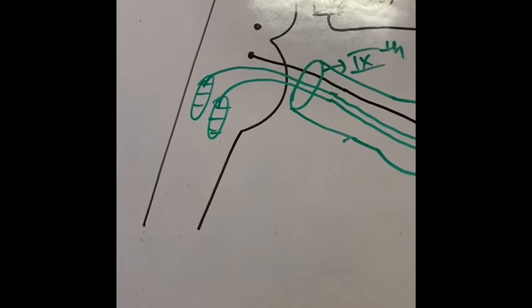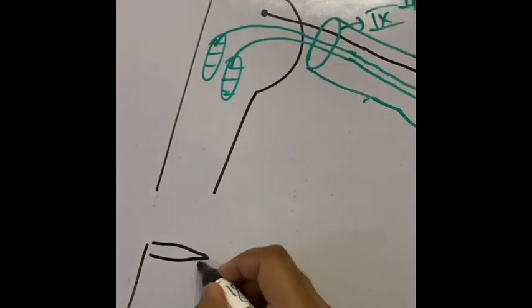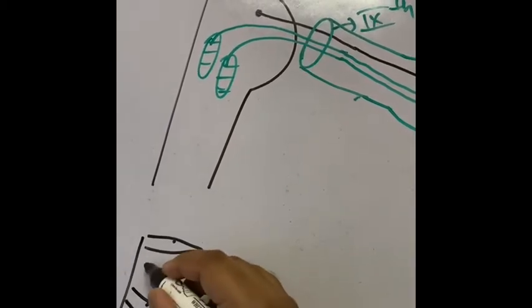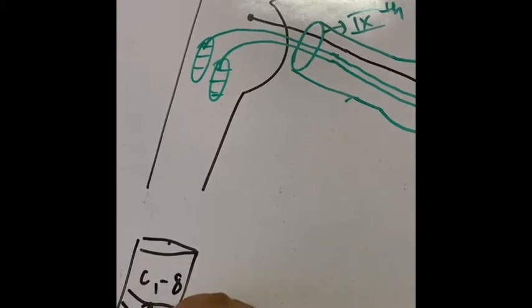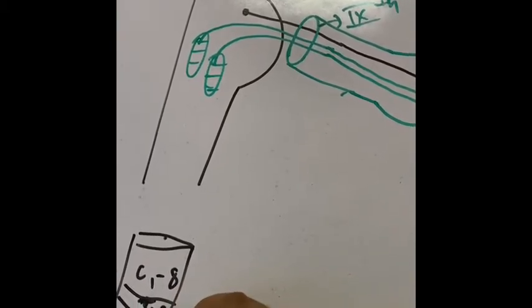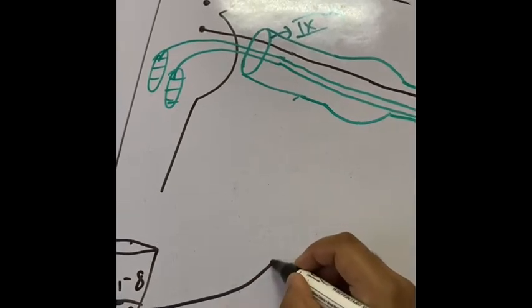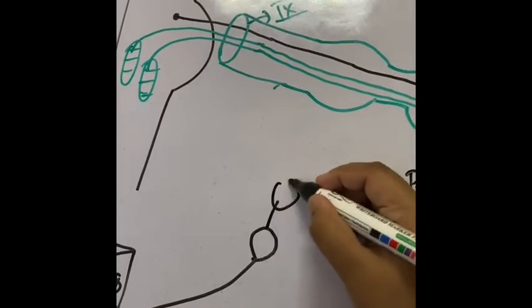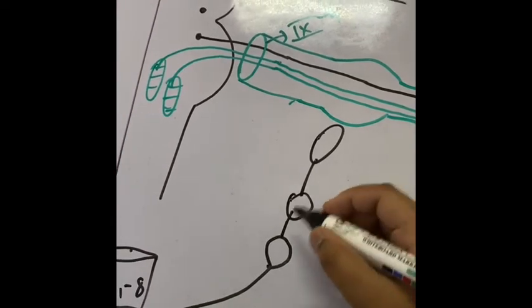Now let's look at where the sympathetic neurons come from. So this is your spinal cord, and these are your cervical spinal segments, and this is your T1 segment. From here comes your sympathetic neuron. It goes like this and passes through the inferior cervical ganglia, middle cervical ganglia, and superior cervical ganglia. By the way, what are these ganglia?